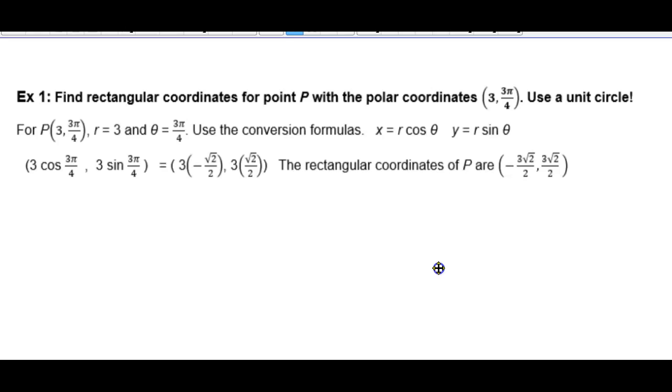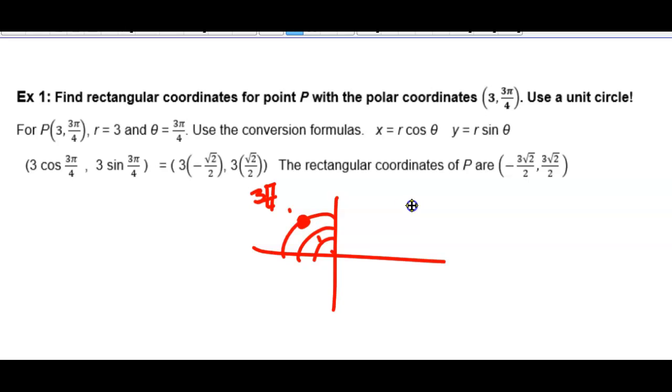So here's an example. If you have the ordered pair 3, 3 pi over 4, when you graphed it, you would have gone around on the circle to 3 pi over 4, and then you would have gone out 1 radius, 2, 3, and put the dot here. We're supposed to find the XY ordered pair that would get you to that same spot. And to do that, you do a radius of 3 times the cosine of 3 pi over 4, and a radius of 3 times the sine of 3 pi over 4.